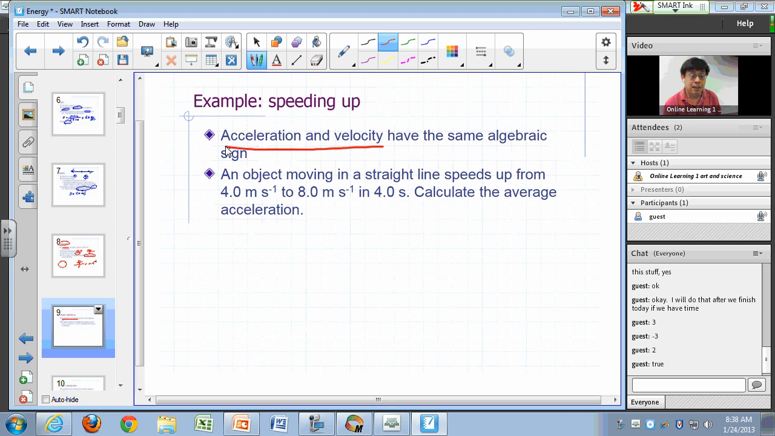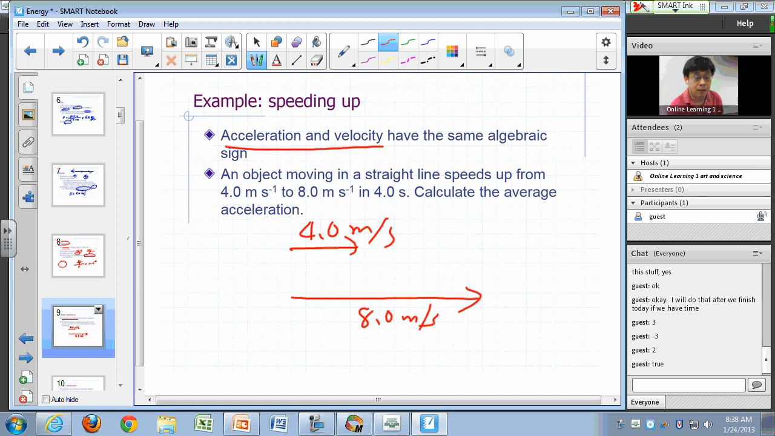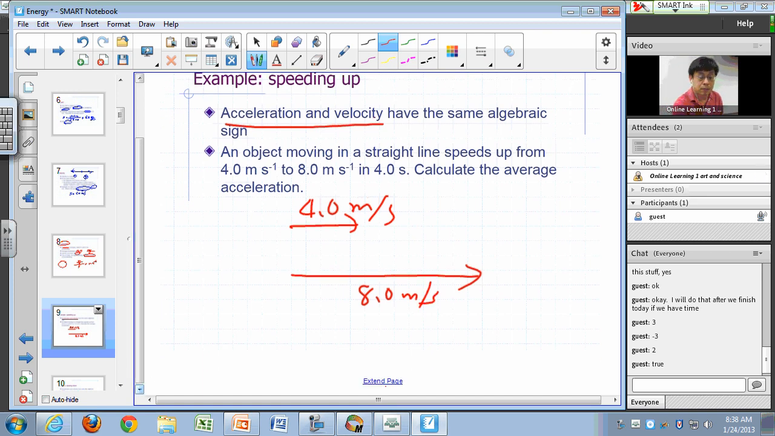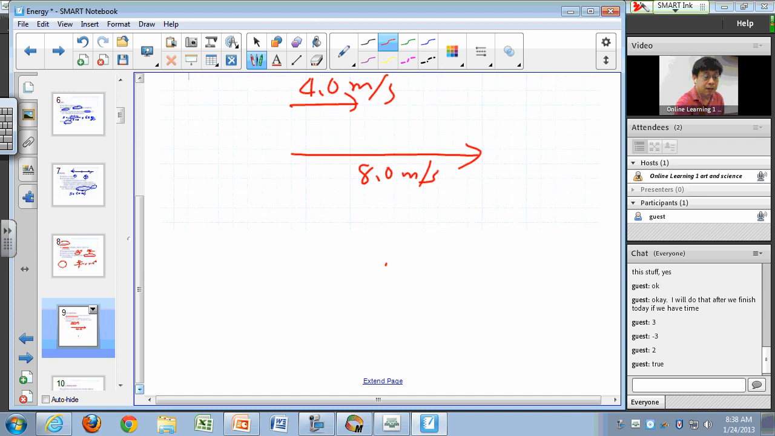So let's look at an example here. You have an object moving in a straight line, speeds up from 4 meters per second. So from 4 meters per second, it's now moving at 8 meters per second 4 seconds later. What's the average acceleration? Let's calculate. Average acceleration is delta v over delta t.